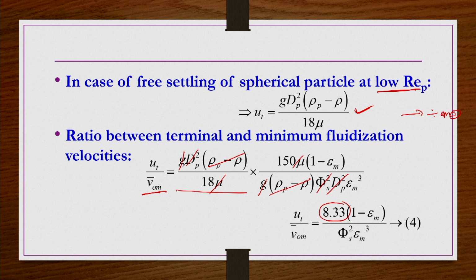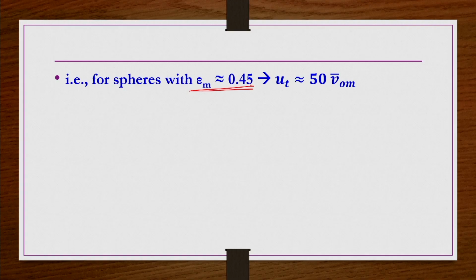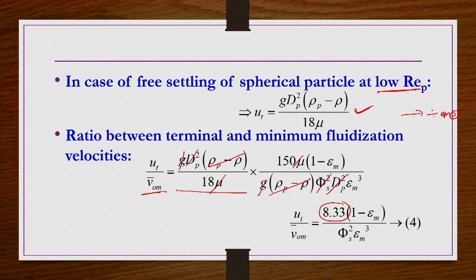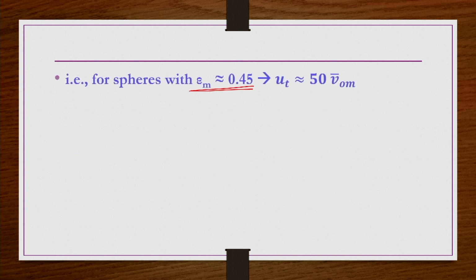Now, in general, if the packing is done with spherical particles, the voidage at minimum fluidization condition is approximately 0.45. So, under such conditions, if you take epsilon_m equal to approximately 0.45 and substitute in the previous equation, which is this equation, where 0.45 is the mostly accepted value for packing with spherical particles, you get this ratio as approximately 50.